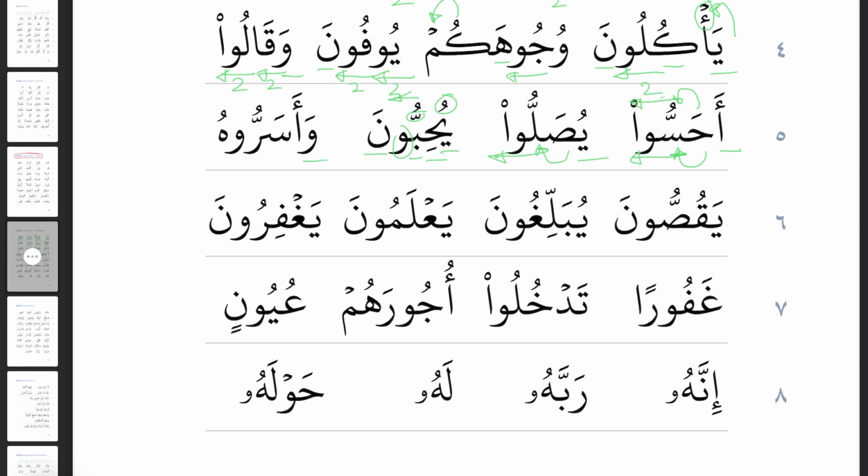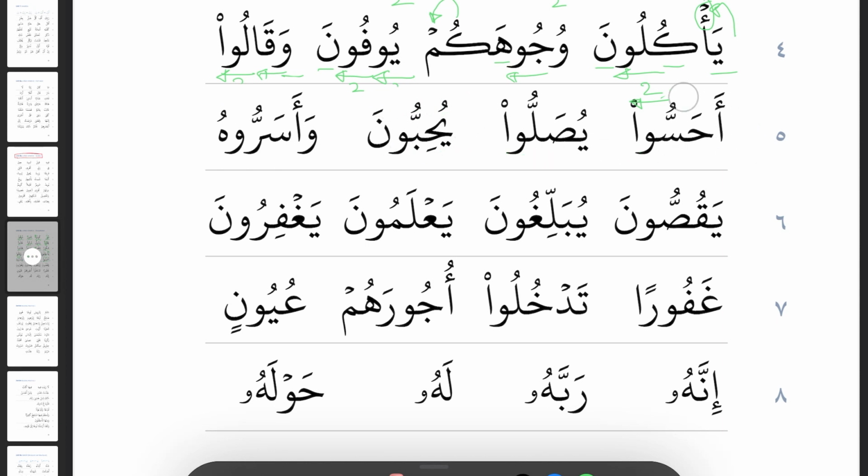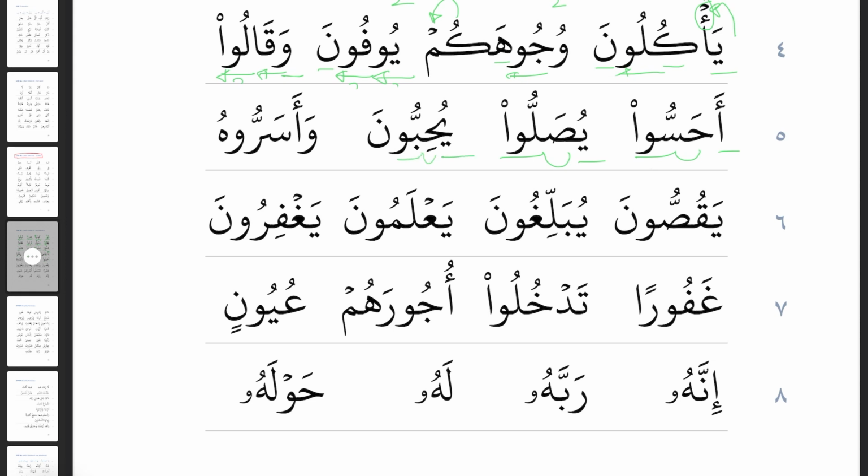Wa a sarruhu. So just for good measure, I'm going to go through the whole of this line again because with the additional complication of letters with shaddas, it might need a little bit more attention. So we've got a hasu, you sallu, you hibbuna, wa a sarruhu.